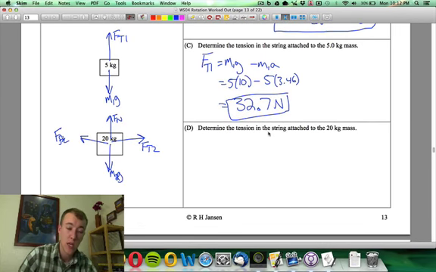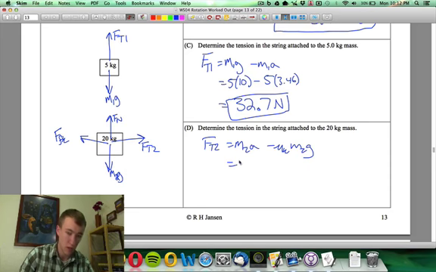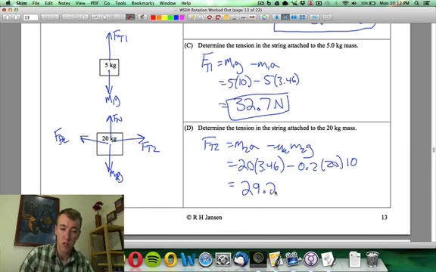Determine the tension in the string attached to the 20 kilogram mass. We solved for tension 2 above, so I'm just going to bring that equation down. And then I'm going to plug in all these numbers. This is back from an old unit, so this should be good review for you guys, and I get about 29.2 newtons. Good deal.